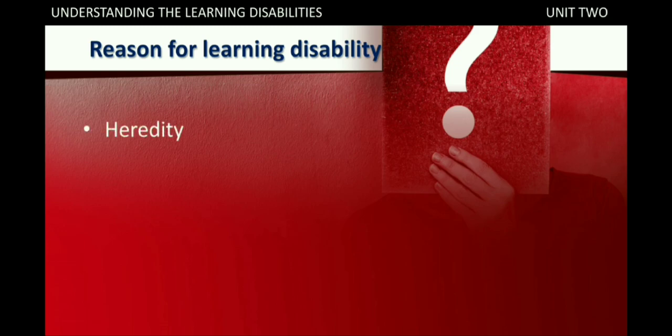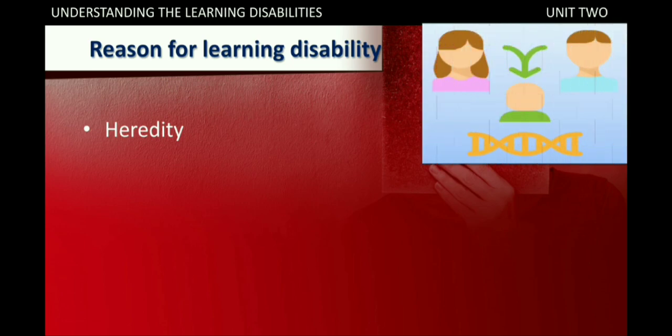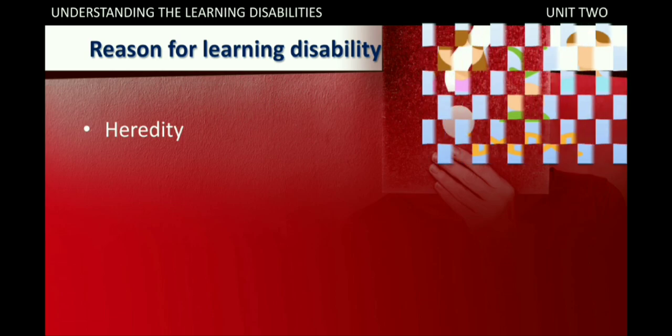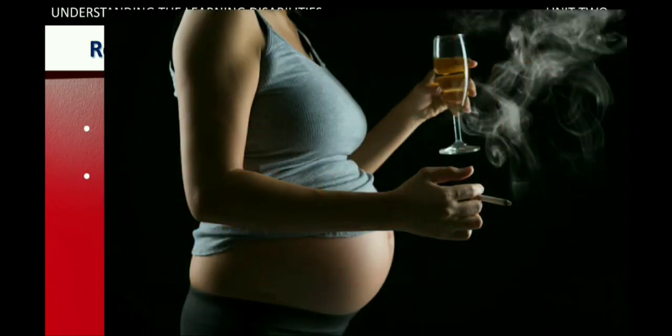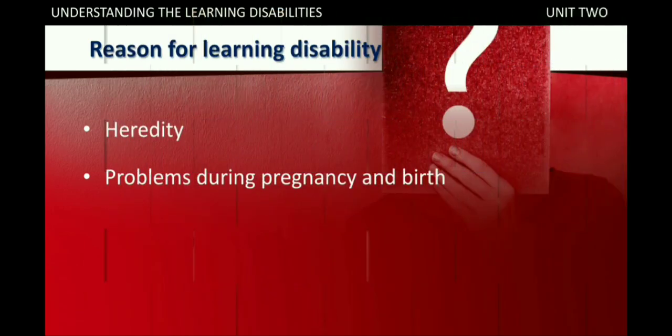The first one is heredity. If your parent has some learning disability, there's a better chance that you also will have that kind of difficulties. Then you can say the problems during pregnancy and birth. The child can get injured during pregnancy, or if the mother is a drug addict or alcoholic, that will affect the child. Then low birth weight also will be affected.